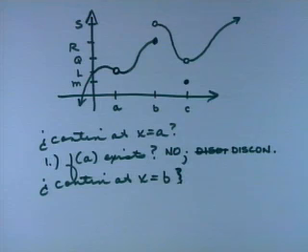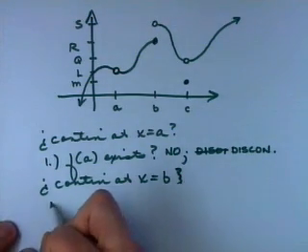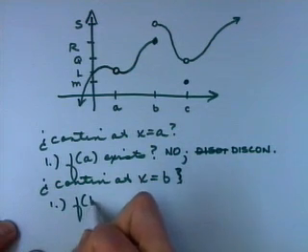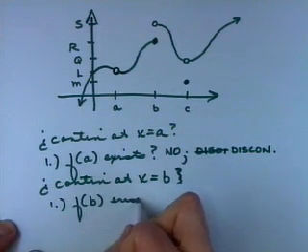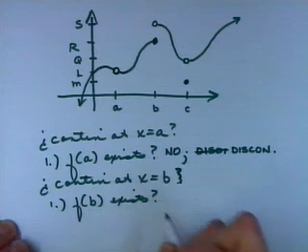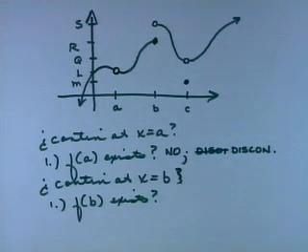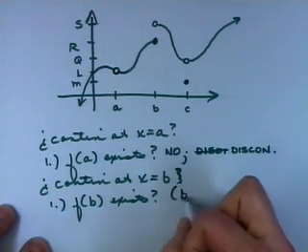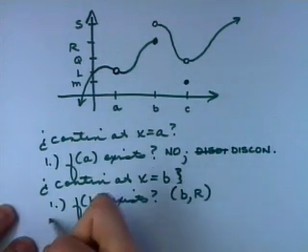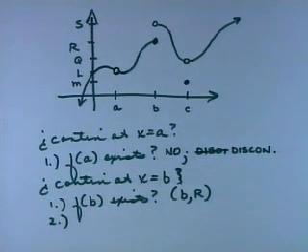Continuous at x equals B. Well, we've already decided that it's not, but let's see how this test goes. Does the f of B exist? Is there a point plotted at x equals B? Yes. And what is that? B, r. So that tells us to go on to part 2.